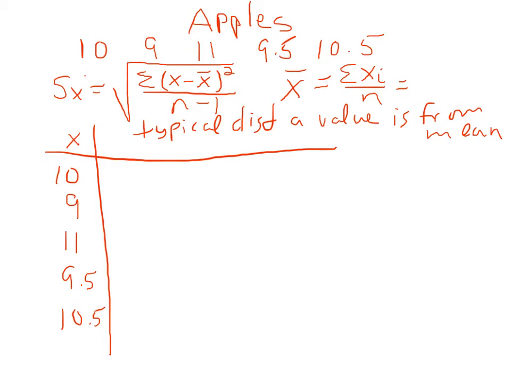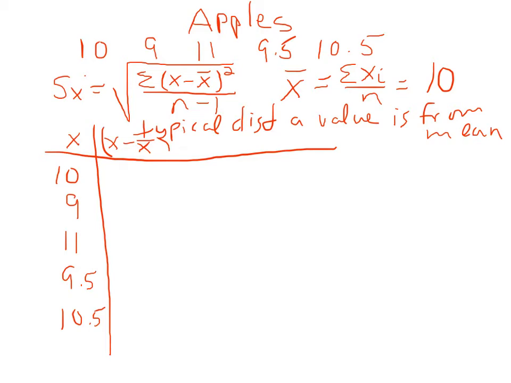So first I need to figure out how far they are away from the mean. So I'm going to take each value of x minus x bar. Okay, so I'm going to go through. I'm going to find out what x bar is. I'm going to add up all those values. And I see that it gives me a mean of 10. Add them all up and divide by 5.